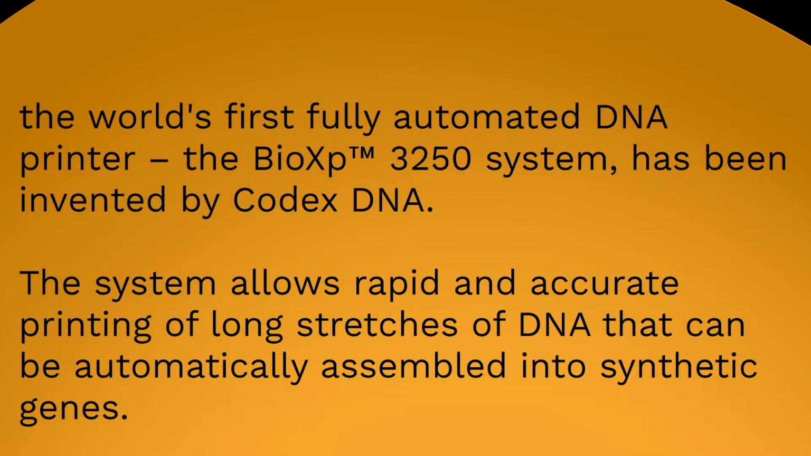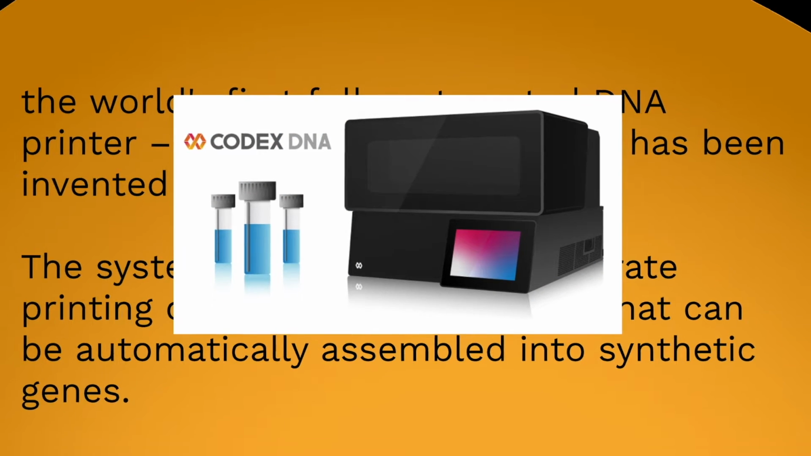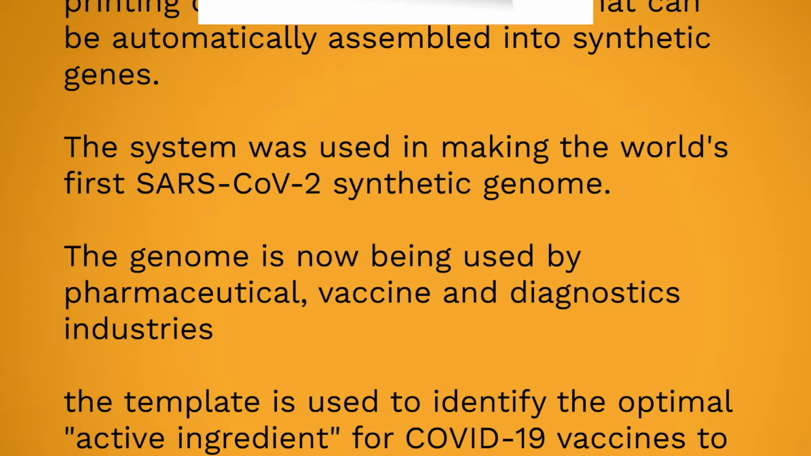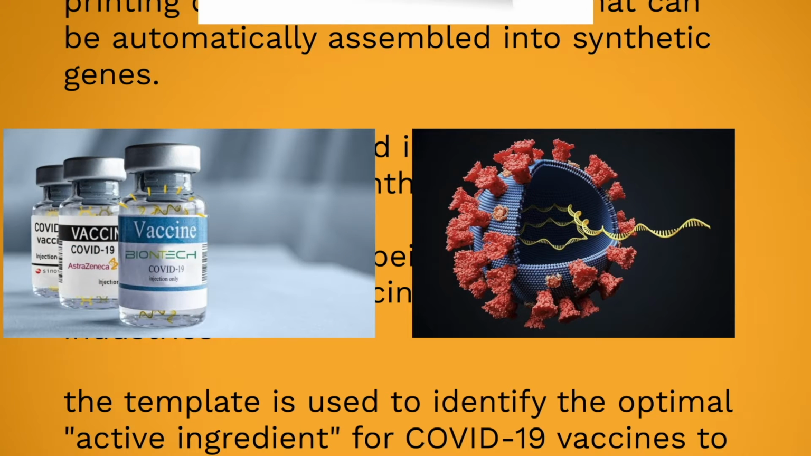Today, we have the world's first automated DNA printer, the BioXP3250 system, designed by Codex DNA, which allows rapid and accurate printing of long stretches of DNA that can be automatically assembled into a synthetic gene. This is what it looks like. The system was used in making the world's first SARS-CoV-2 synthetic genome. The genome is now being used by pharmaceutical, vaccine, and diagnostics industries.